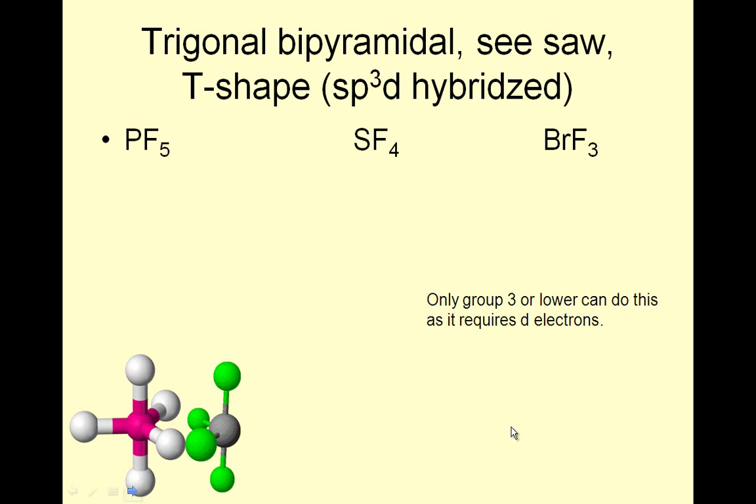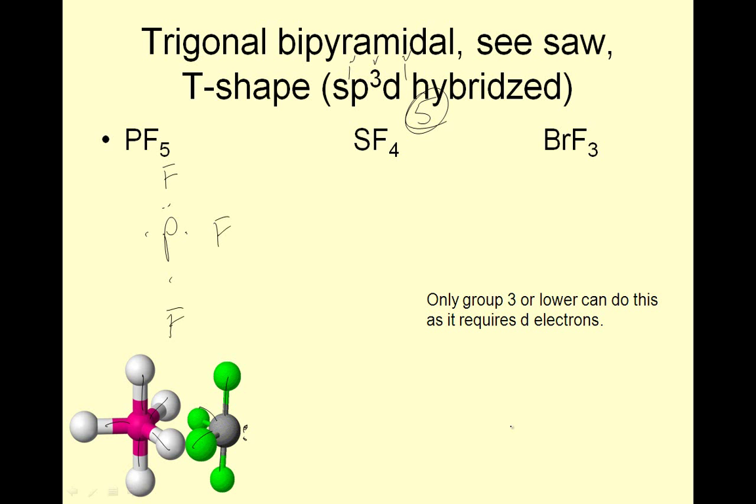Trigonal bipyramidal, seesaw, T-shaped, and sp3d hybridized. So if it's sp3d hybridized, it's going to have 1 plus 3 plus 1. It's 5 regions of negativity. Notice how this has 1, 2, 3, 4, 5 bonds. This one has 1, 2, 3, 4 bonds, so there must be a pair here. If you have 5, pair, 2, 3, 4, there's 5.